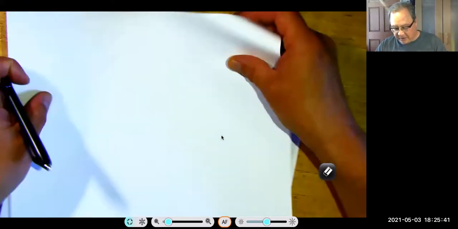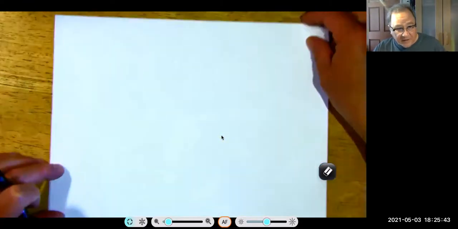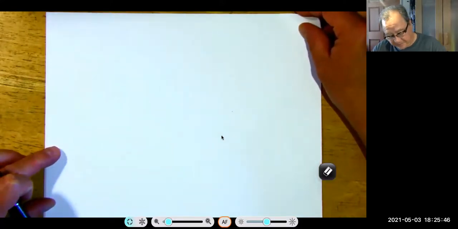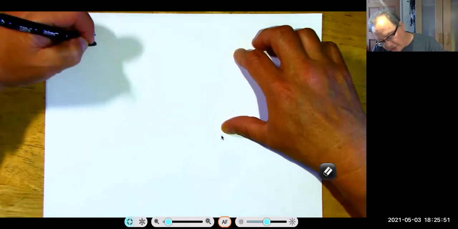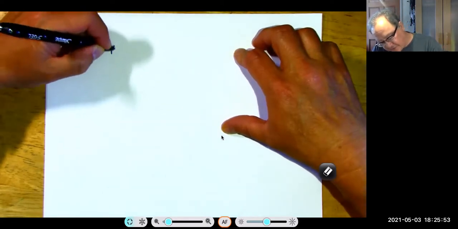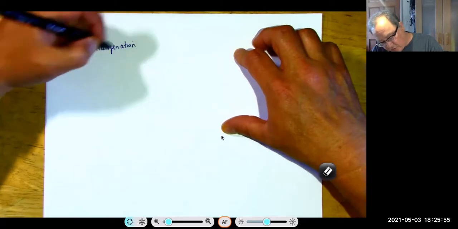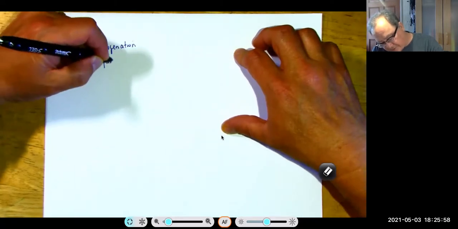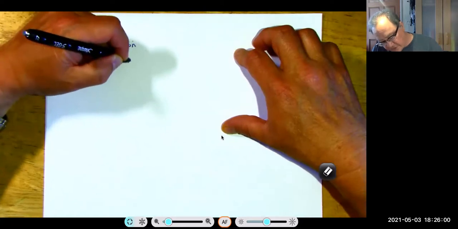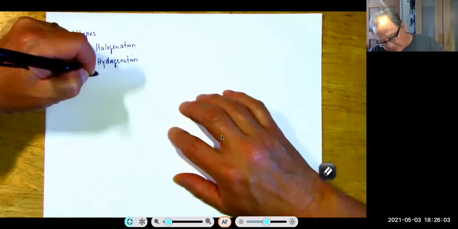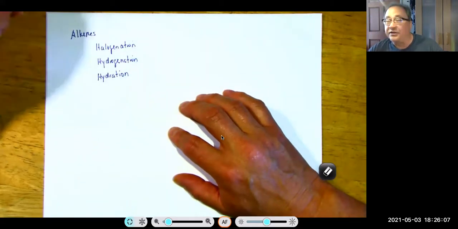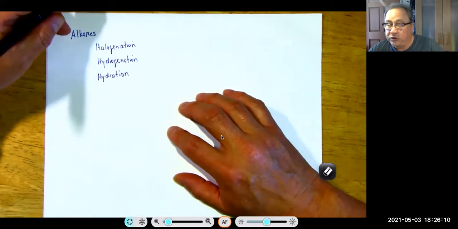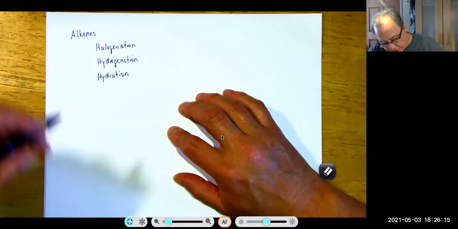Now, here are the reactions for alkenes that you should know. You should know halogenation. You should know hydrogenation. You should know hydration. What else should you know? That's pretty much it for those. You should also know combustion.